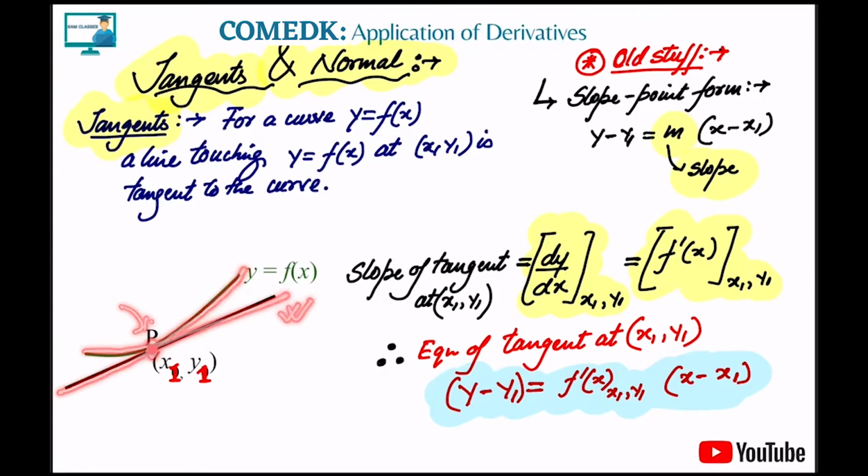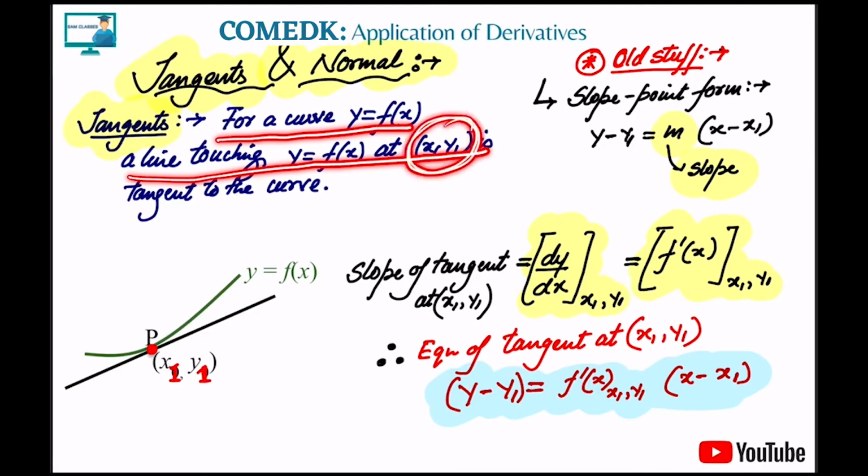Clear? Now for any curve y equals f(x), a line touching y equals f(x) at just this point (x1, y1) is the tangent to the curve at (x1, y1). Clear? At that point.